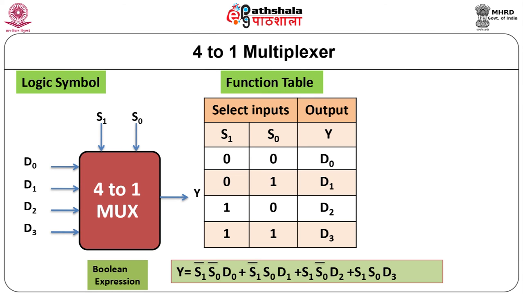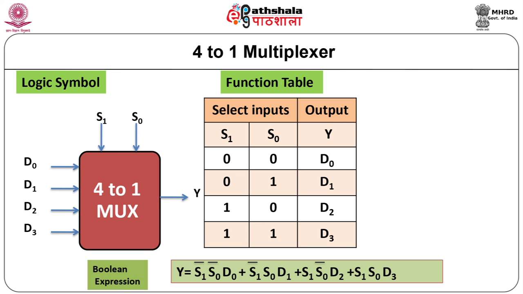From the function table, we can directly write the Boolean expression in sum of product form. Each row of the function table provides a product term, and the Boolean expression is Y equal to S1 bar S0 bar D0 OR S1 bar S0 D1 OR S1 S0 bar D2 OR S1 S0 D3. This is the Boolean expression for 4 to 1 multiplexer.